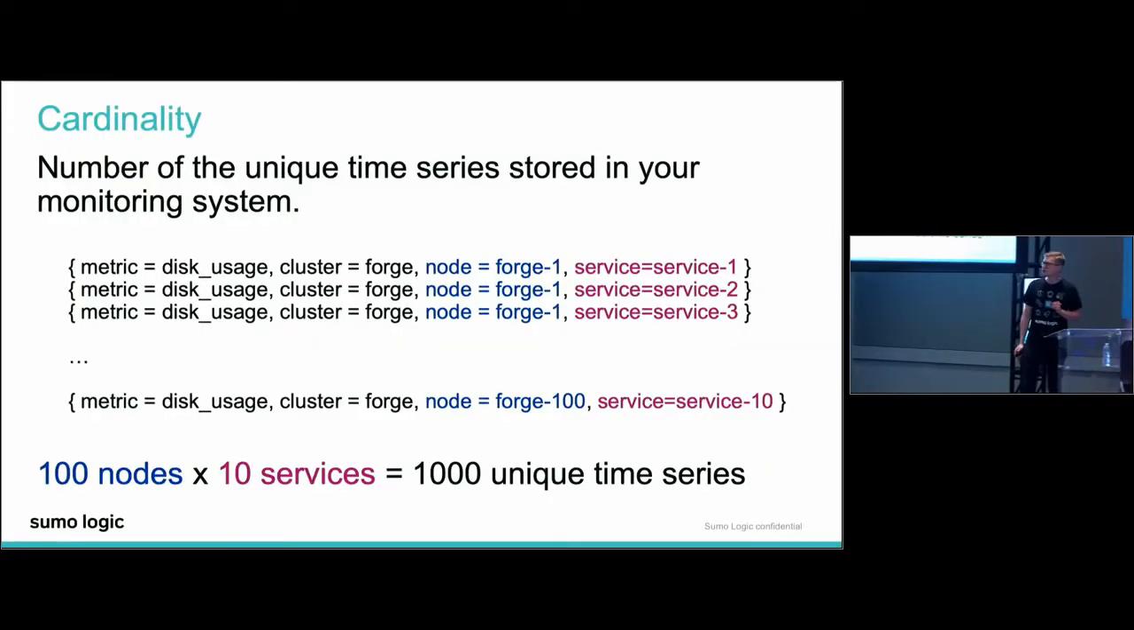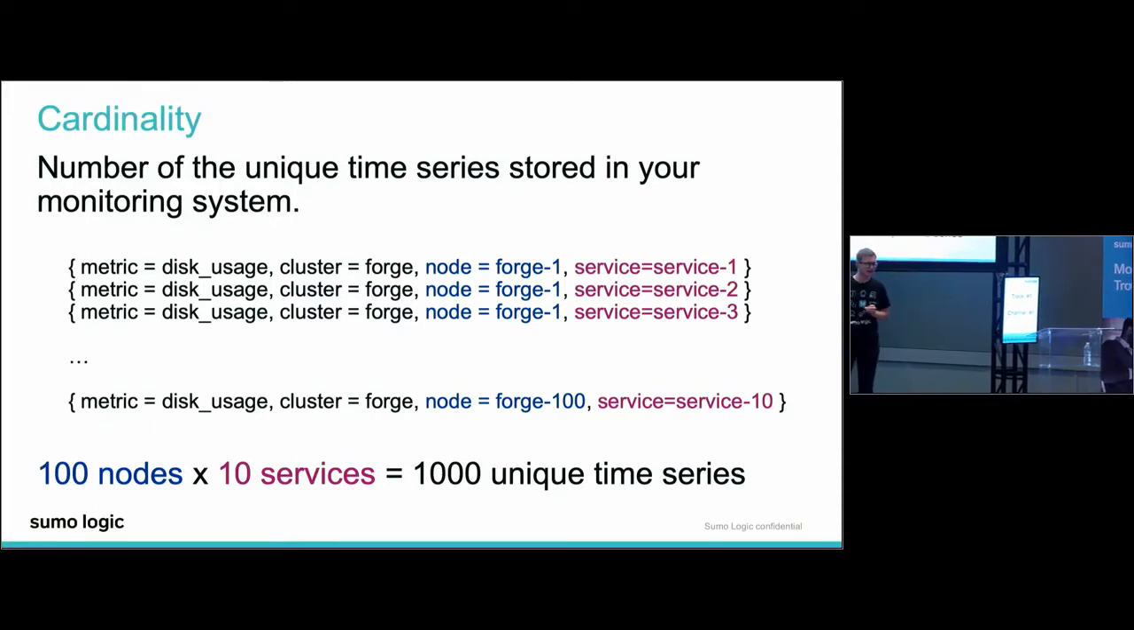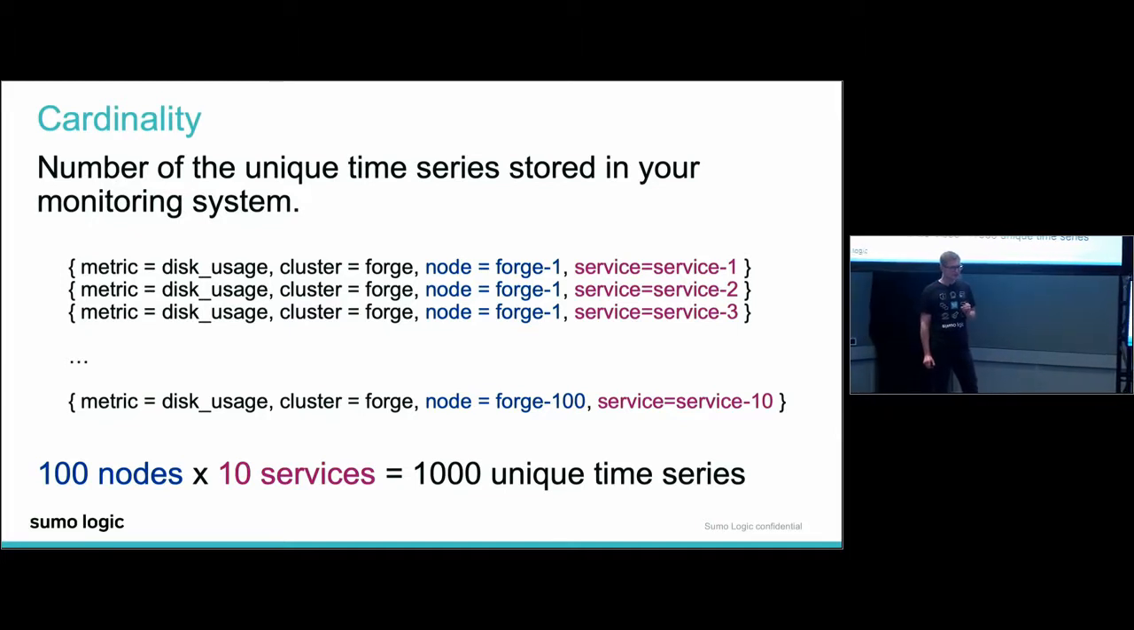Imagine that you want to monitor a single metric called disk usage. And you deployed your service into a cloud on some microservices environment. So you deployed your cluster called Forge on 100 nodes, and you want to monitor 10 services on each node. So you see that this single disk usage metric produces 1000 unique time series in your monitoring system. It's 100 nodes times 10 services. And that's the definition of cardinality. Cardinality is the number of unique time series stored in your monitoring system.